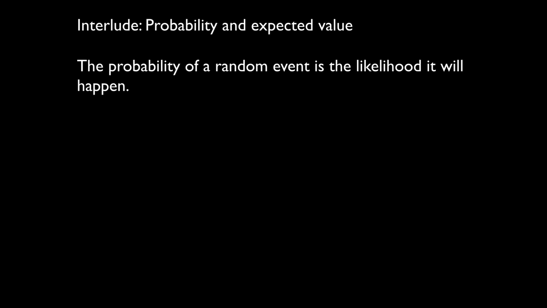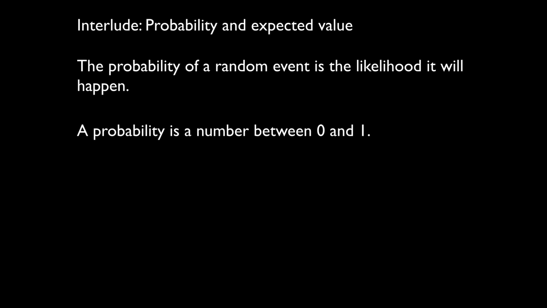So what is probability? The probability of a random event is the likelihood it will happen. It's kind of tautological, but that's what we're going to use. A probability is a number between 0 and 1. There's no such thing as negative probability. Also, you can't say, I'm 120% sure that the Dodgers are going to win the next game. It doesn't make sense. It has to be a number between 0 and 1.